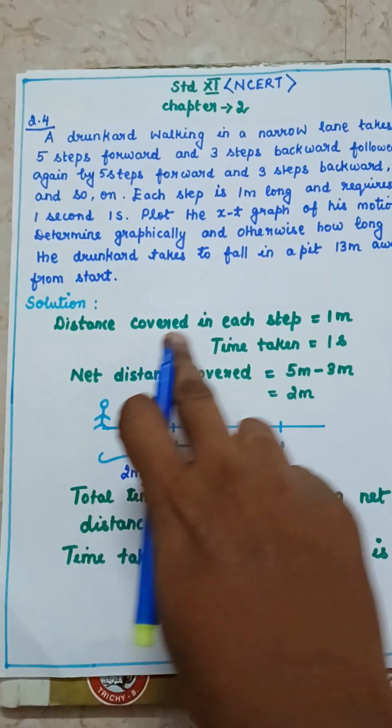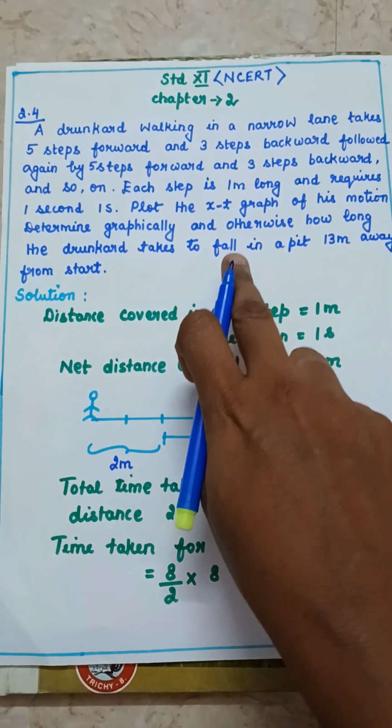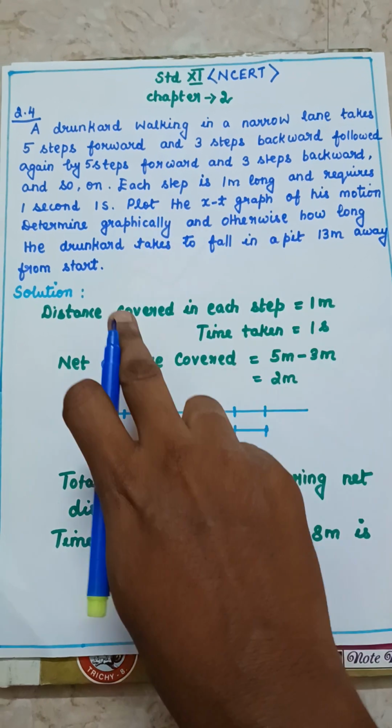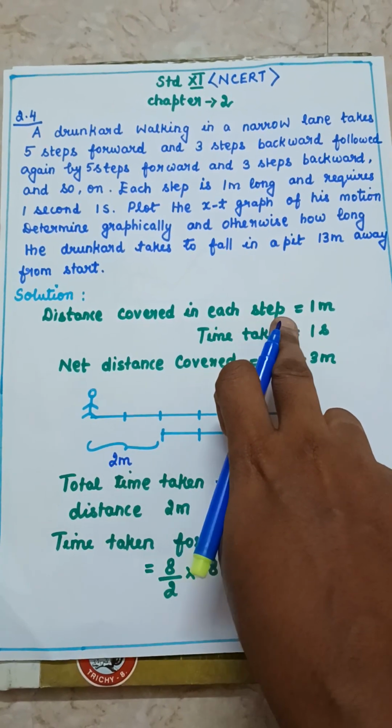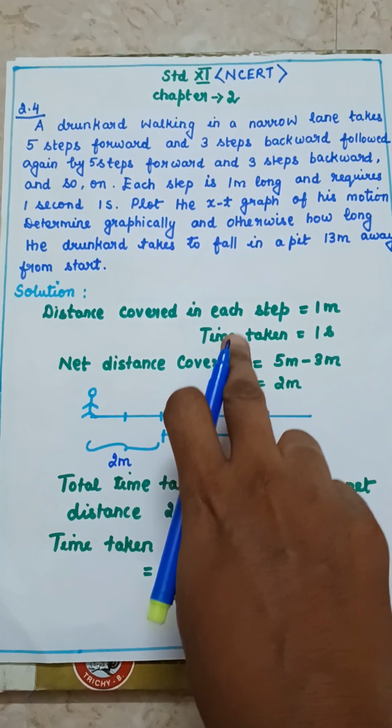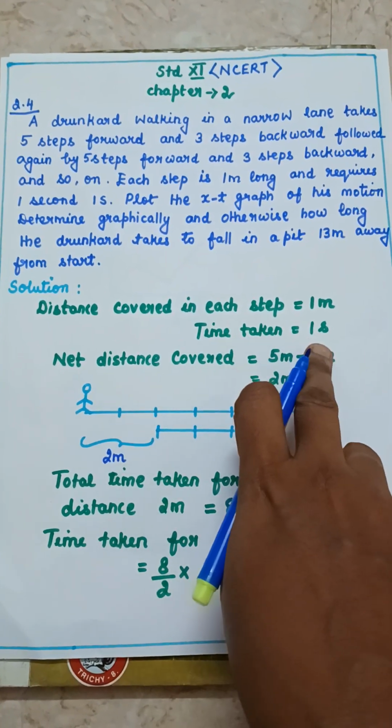So the distance covered in each step. Already in the problem it is given that each step is 1 meter long. So distance covered in each step is equal to 1 meter, and the time taken by the person to cover that 1 meter is 1 second.